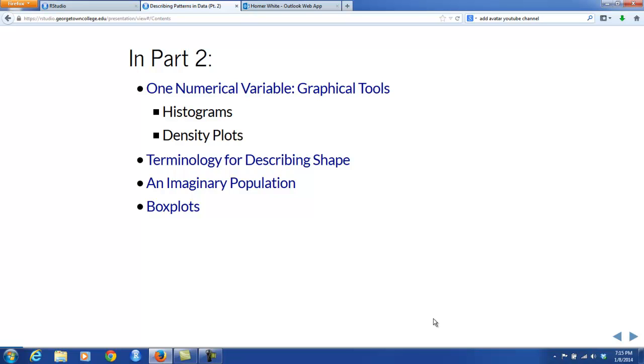We'll also take a look at an imaginary population that we'll use for a lot of examples in this course. And then we'll swing back and look at the third major graphical tool for describing a distribution, and that's box plots.